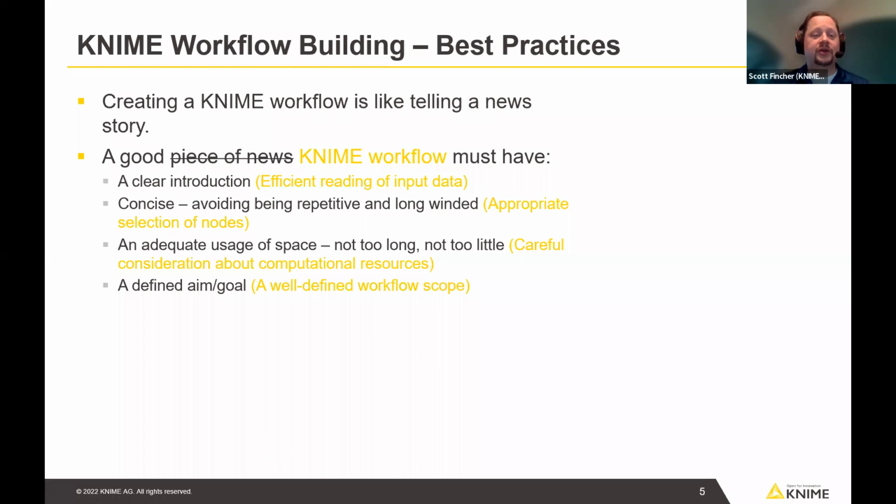We want to be careful when we consider our computational resources, so that when we use our workflow, it can run on the machines it needs to be able to run on. And then of course, we want to have a well-defined workflow scope, a defined aim and goal. What is our workflow intending to do? Let's keep it to that particular thing and not try and have some giant, huge workflow that's trying to be all things to all people, right? We want it to be pretty well defined.